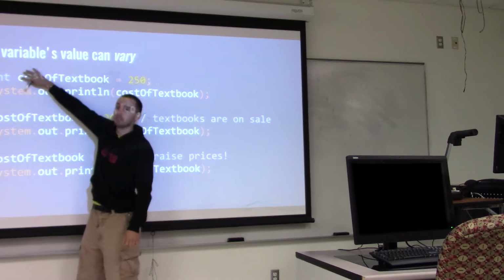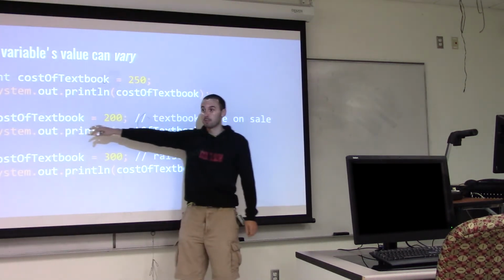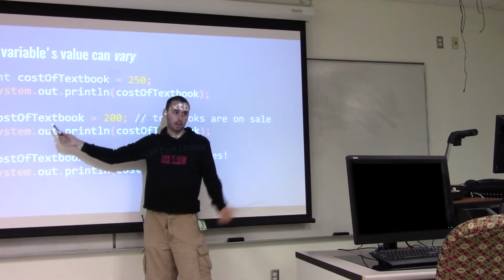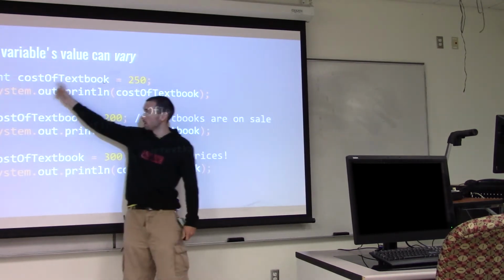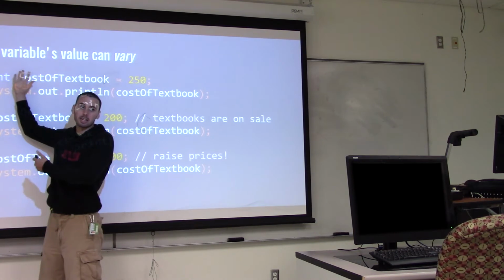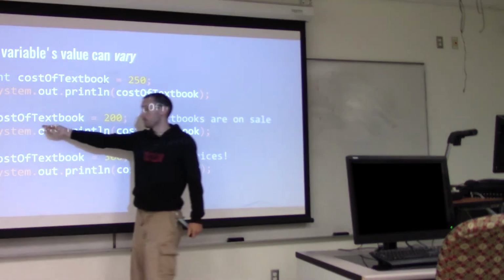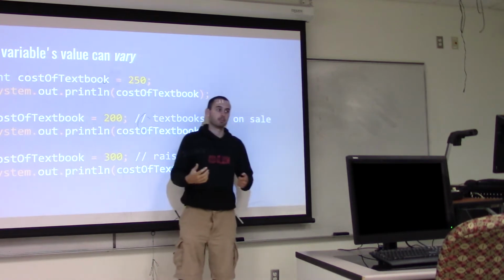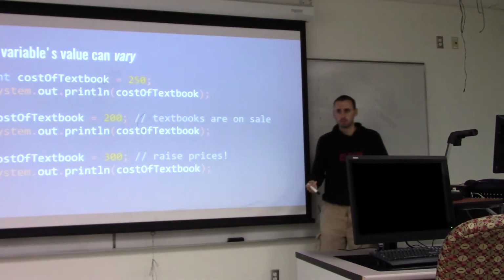If we didn't have this line and we just had this one, Java would complain. Our compiler would say unknown symbol. What is cost of textbook? I don't know what this thing is. So you need to always have something that says what your thing is, what the type of it is. When you get down here, it's already created. If you had an int on that line, it would tell you you're trying to create something you've already created.